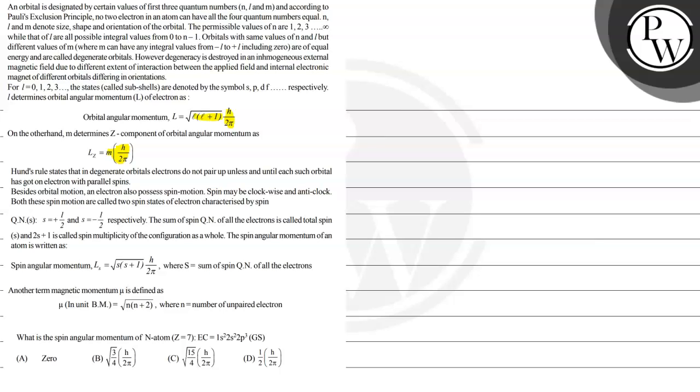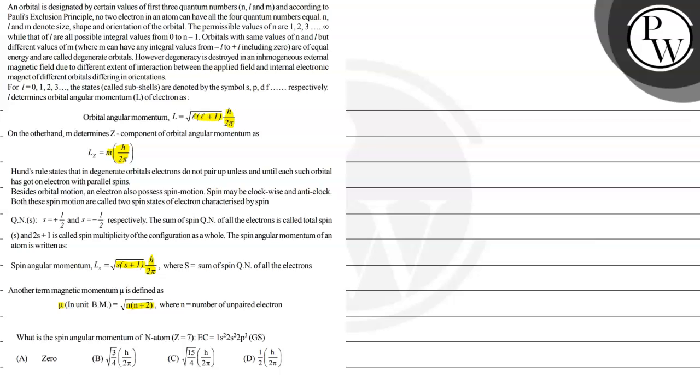The sum of spin quantum number of all the electrons is called total spin, and 2s plus 1 is called spin multiplicity of the configuration as a whole. The spin angular momentum of an atom is written as Ls is equal to square root of s multiplied by (s plus 1), multiplied by h over 2 pi, where s is equal to sum of spin quantum number of all the electrons. Another term, magnetic moment mu, is defined as mu in Bohr magneton is equal to square root of n multiplied by (n plus 2), where n is the number of unpaired electrons.